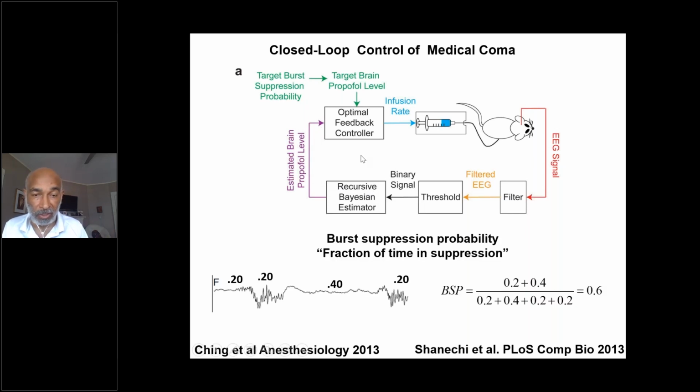So burst suppression is kind of easy to define. We can think of it as the fraction of time in a suppressed period. So if this is 1 second of time here, and I have a little stretch here where it's suppressed, that's about 0.4. I have a little section here where it's suppressed, that's about 0.2. So then 0.2 plus 0.4 over the total is about 0.6. So this would be a burst suppression level of 0.6. So that's our target. That's what we want to control.